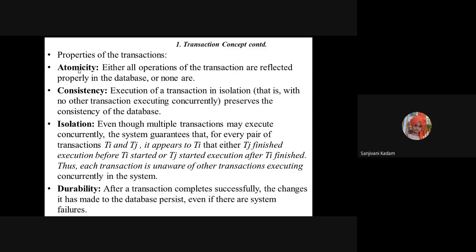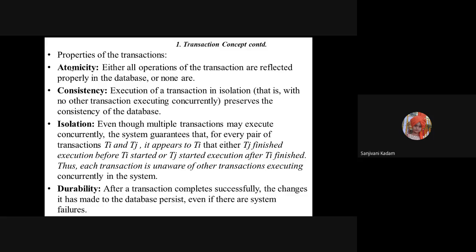A stands for atomicity. Do not confuse this with "auto". Atomicity means that atom stands for an indivisible unit. This term we have already studied in normalization. Atomicity means that a transaction should be either complete or none of the statements should take effect.